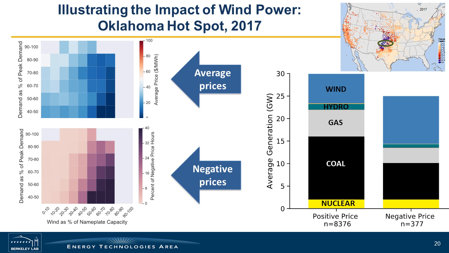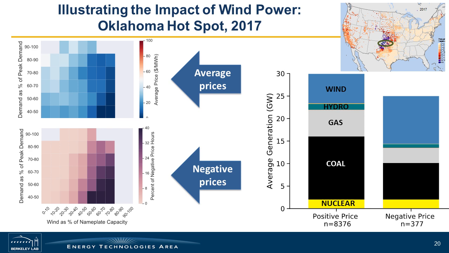That also tends to occur at times when you have lower load in SPP. The figure on the right shows that wind is generating more during these negative prices than it is during times of positive prices. And similarly, the load is lower. It also shows that some of the thermal plants are responding to these negative prices by generating less.